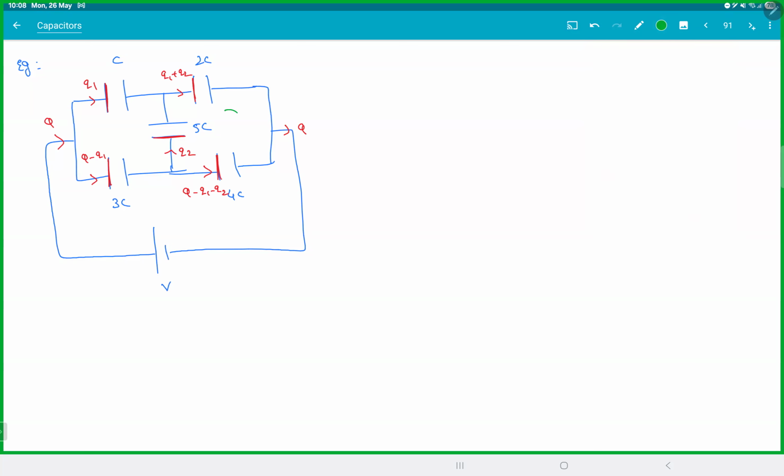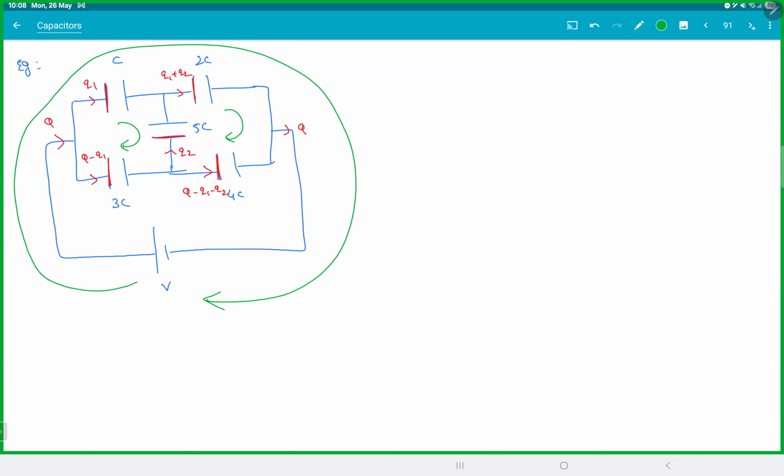So I want you to use the right loop, the left loop, and I want one loop going through the battery, going through C and 2C and back. There are three variables, capital Q, Q1 and Q2. So I need to get three loops. Everyone got the loops which I'm asking? Battery, C and 2C back to the battery. So get me the equations.